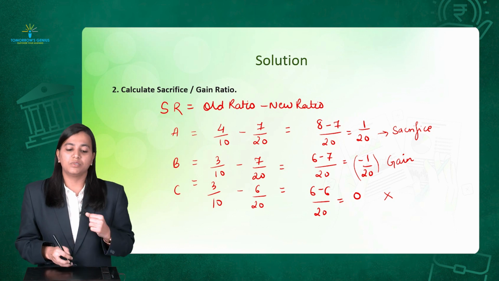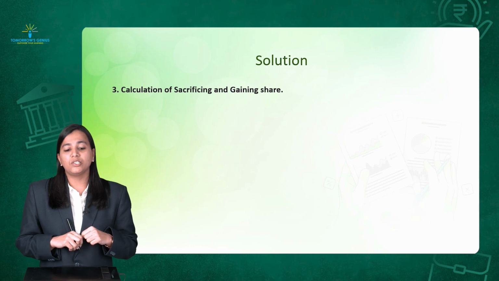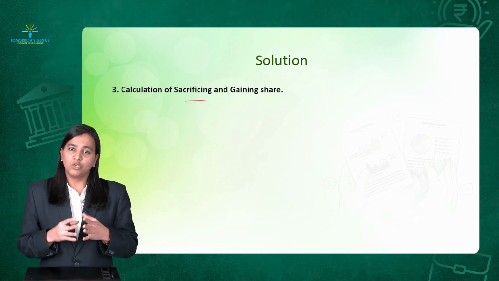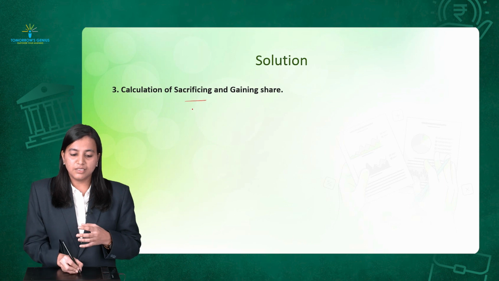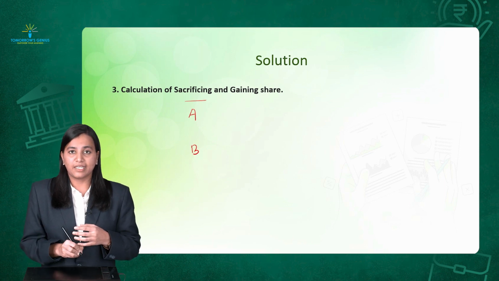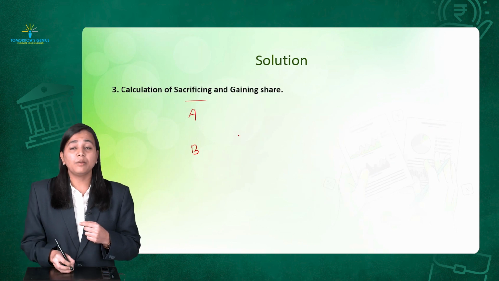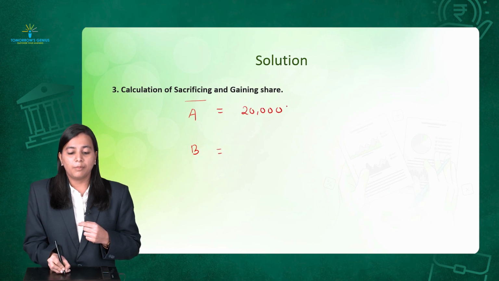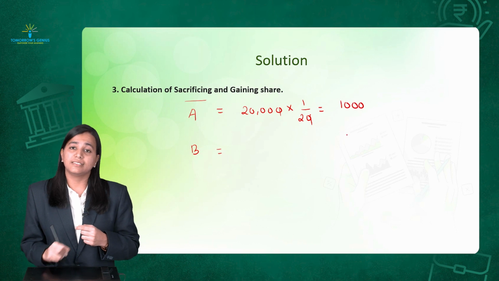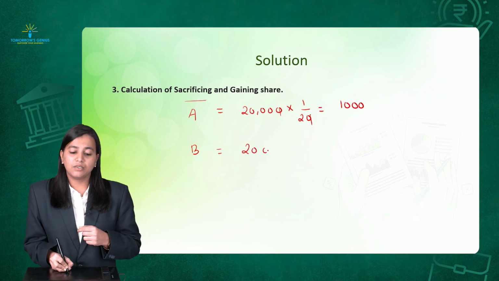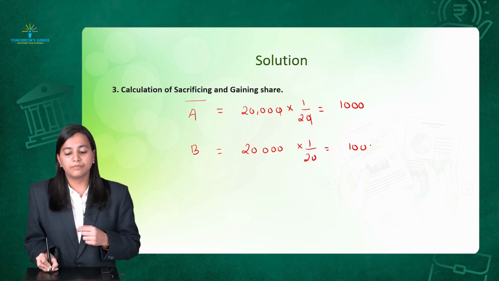So let's see step number 3. In step number 3, we need to calculate the amount which is payable by the gaining partner and to the sacrificing partner. Since we have only 2 persons who are gaining and sacrificing, A is sacrificing 1/20. So my goodwill amount multiplied by the sacrificing ratio gives me 1,000 rupees as A's sacrifice. Obviously, the amount is going to be the same.